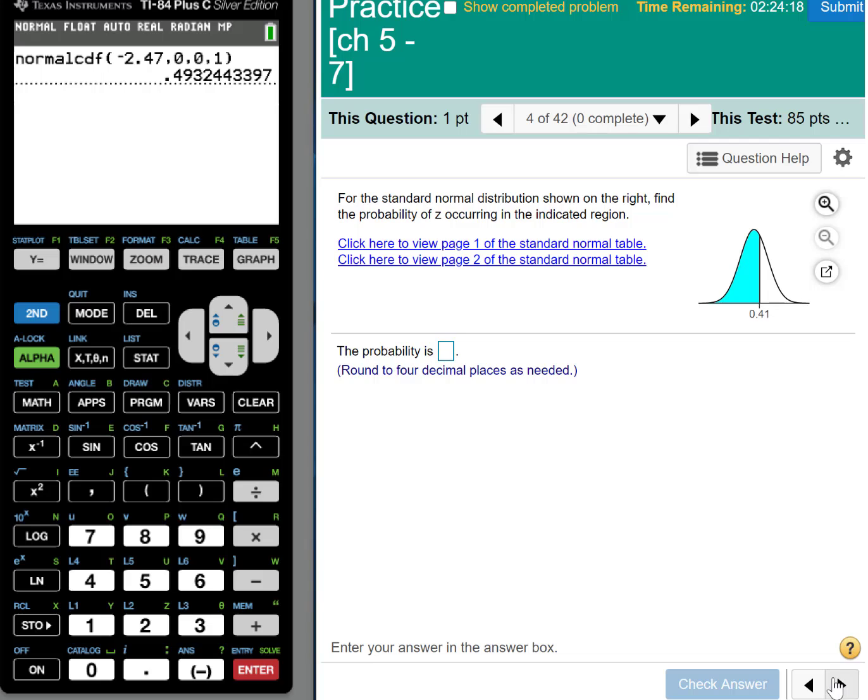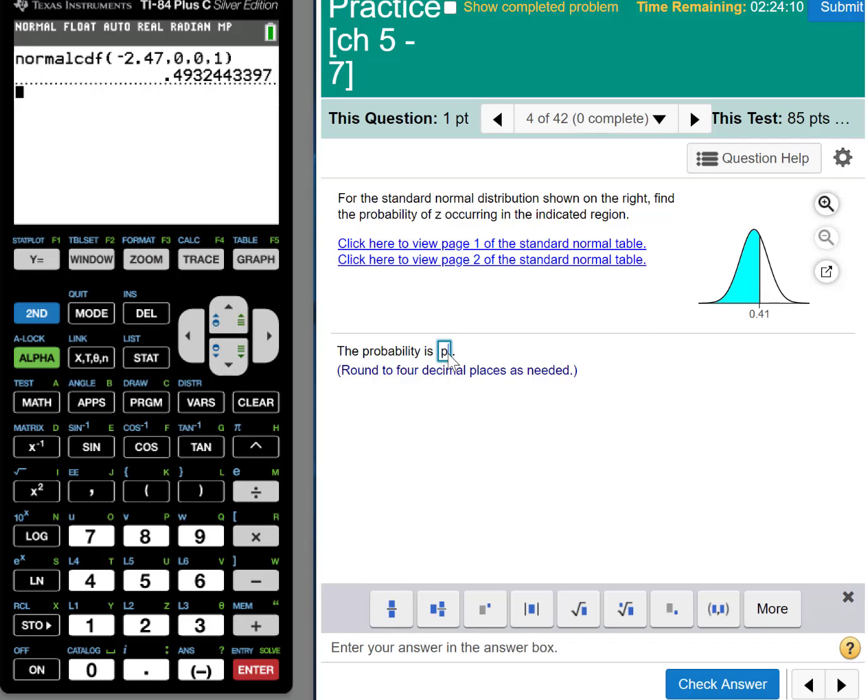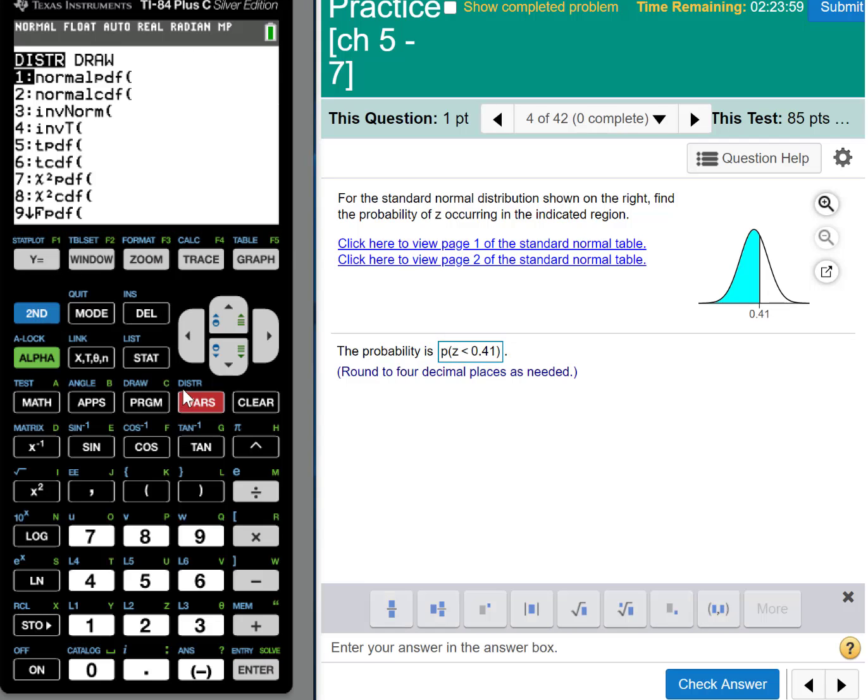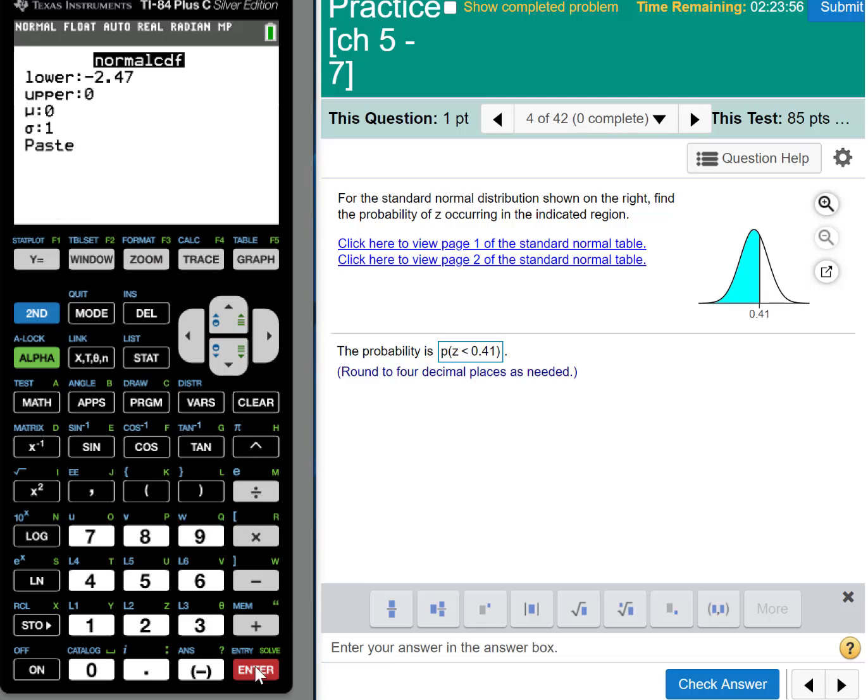Next question. Find the area to the left of 0.41. So actually it wants the probability of Z less than 0.41, because it is to the left, it's less. How do you do it on the calculator? So you go to second, distribute, normal CDF. And what's the lower bound? As you can see, it's infinity, but from the negative side. So you use negative a million. Upper is 0.41. And then 0, 1, and then you go paste and get the answer.